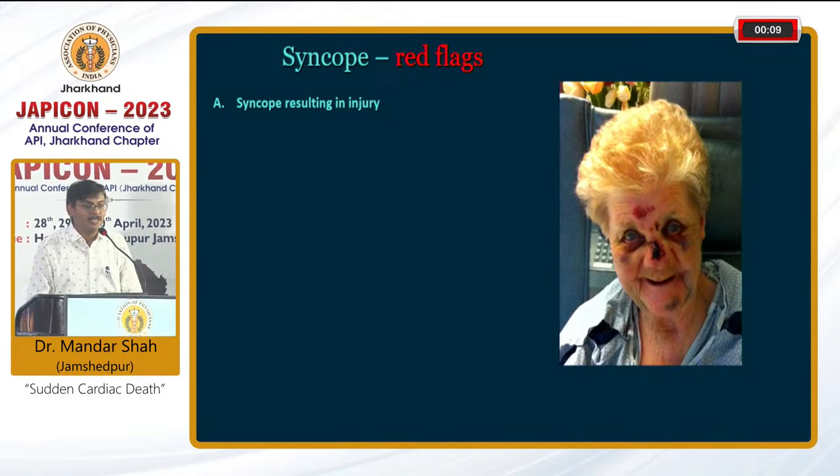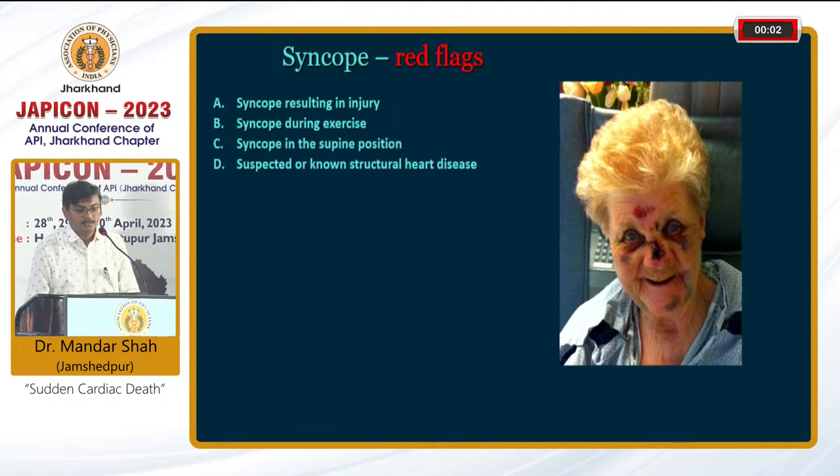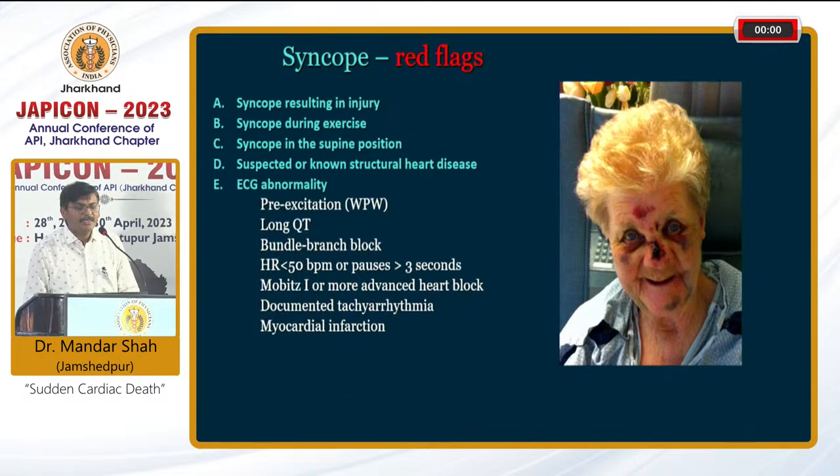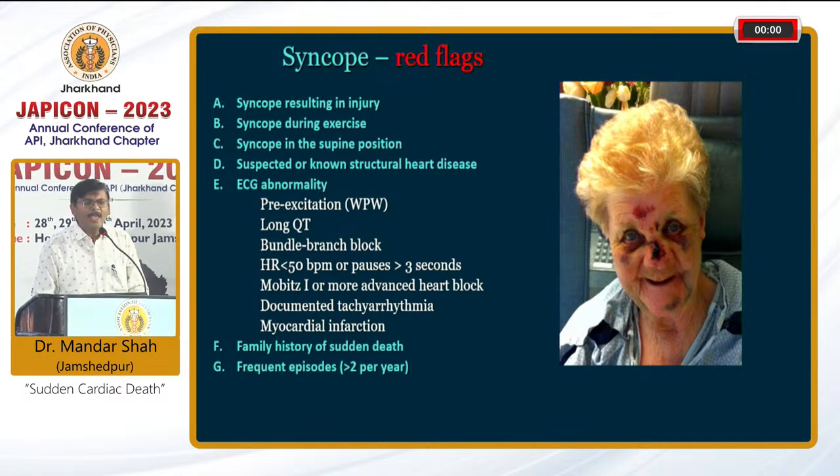Syncope resulting in injury. Syncope during exercise. Syncope in supine position. Suspected or known structural heart disease. ECG abnormalities like pre-excitation, long QT syndrome, bundle branch block, bradyarrhythmias, tachyarrhythmias, old MIs. So all of these things. Family history of sudden cardiac death. Frequent episodes, which is defined as more than 2 episodes of syncope per year.